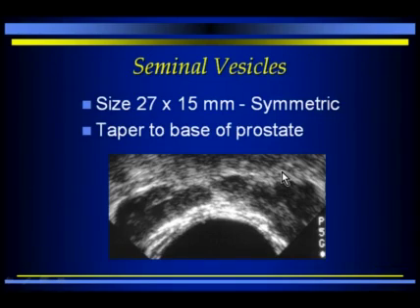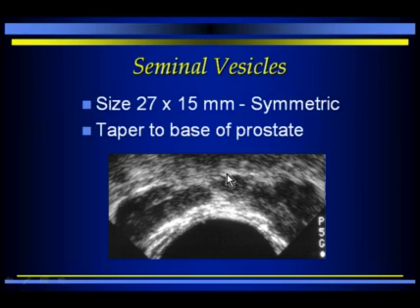When we look at the prostate, we always look at the seminal vesicles. Seminal vesicles are just above the prostate. They angle posteriorly from the prostate, and they have to be symmetric. Here's an average size for a seminal vesicle, but we don't look that much at the average size, we look at the symmetry.